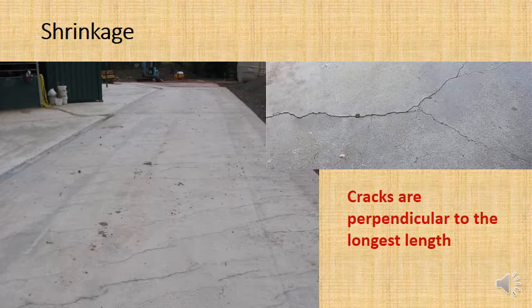And if it's only 5 meters across, well, what's that going to be? That's only going to be about 1 centimeter. So there might be some cracking that occurs in the width of the road, but most of the cracking will be perpendicular to the longest length, because that's where most shrinkage is occurring.